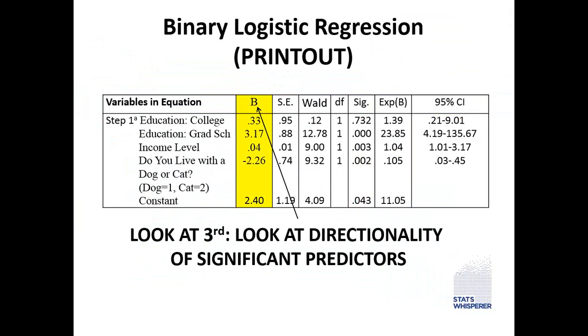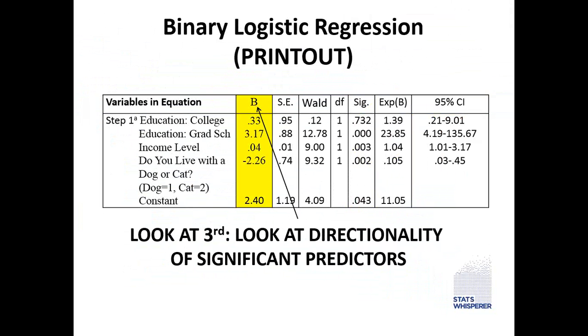Then we'll see that the beta and the odds ratio both reflect whether there's a significantly positive or negative relationship. Here the beta, just like in linear regression, if there's a minus, it's a negative relationship. If there's no minus, it's a positive relationship. So we can see the same trend as in linear regression, where they're all positive relationships, except for the dog or cat variable, which is a negative relationship.